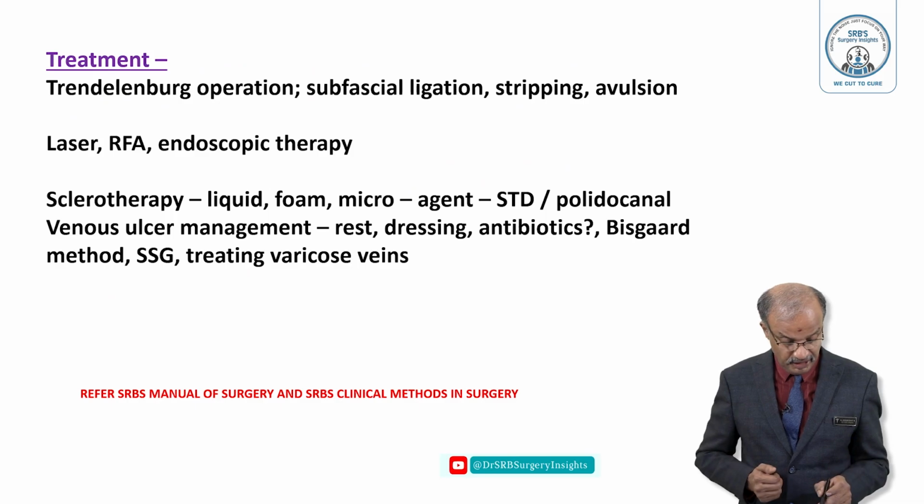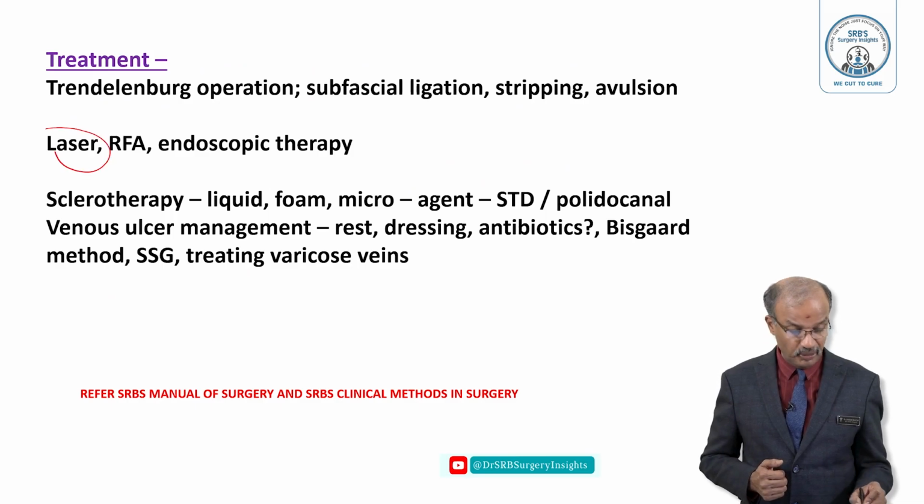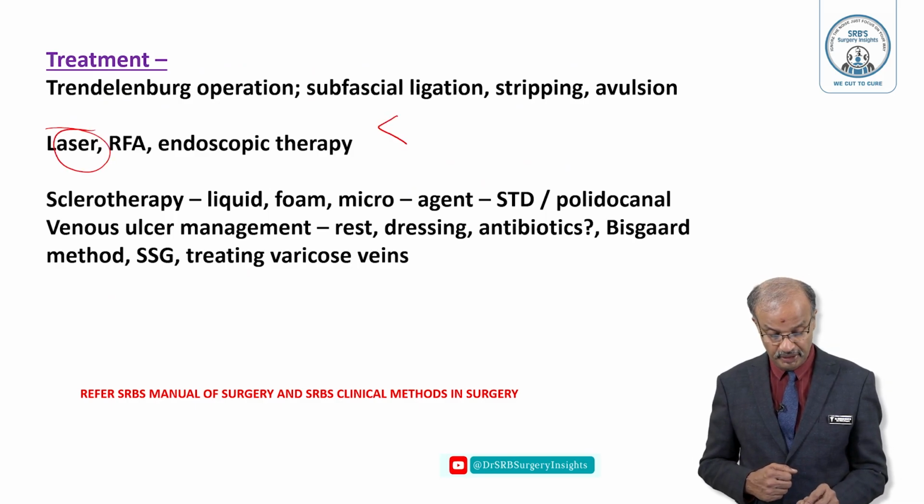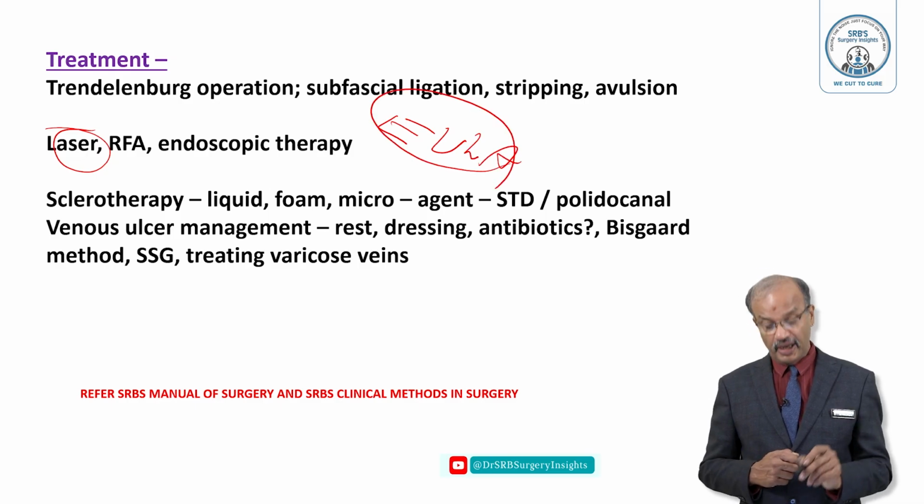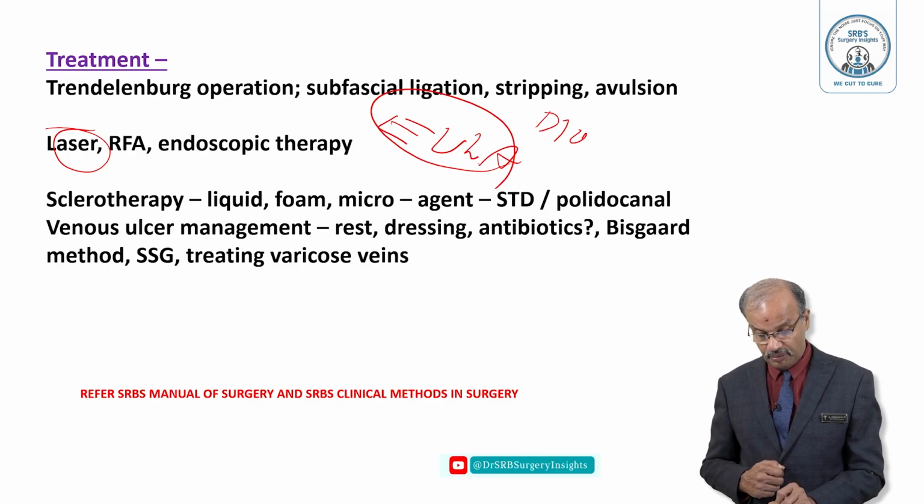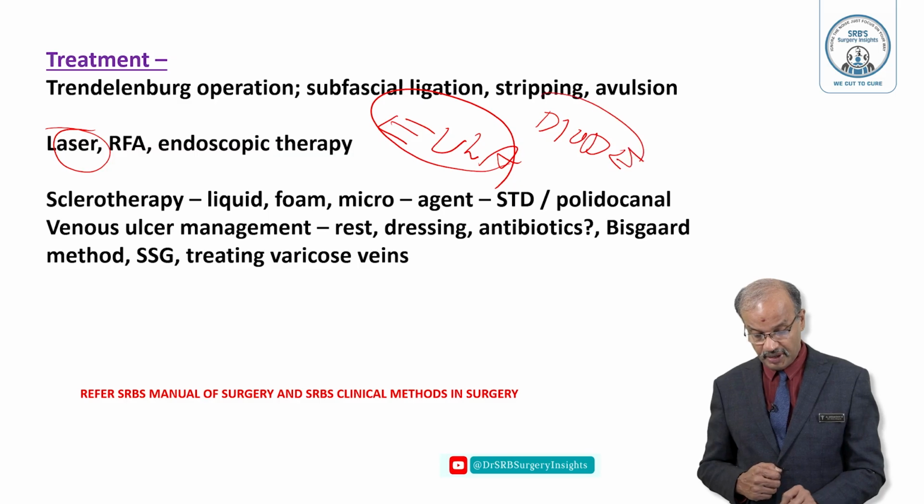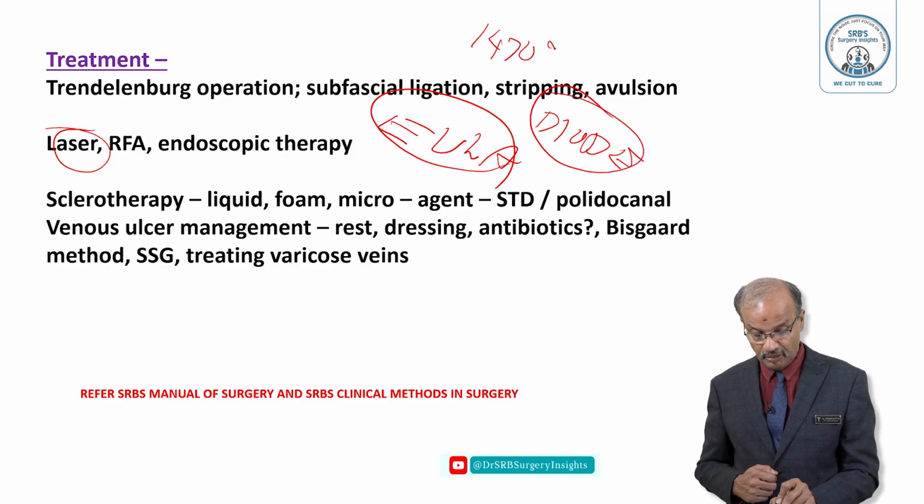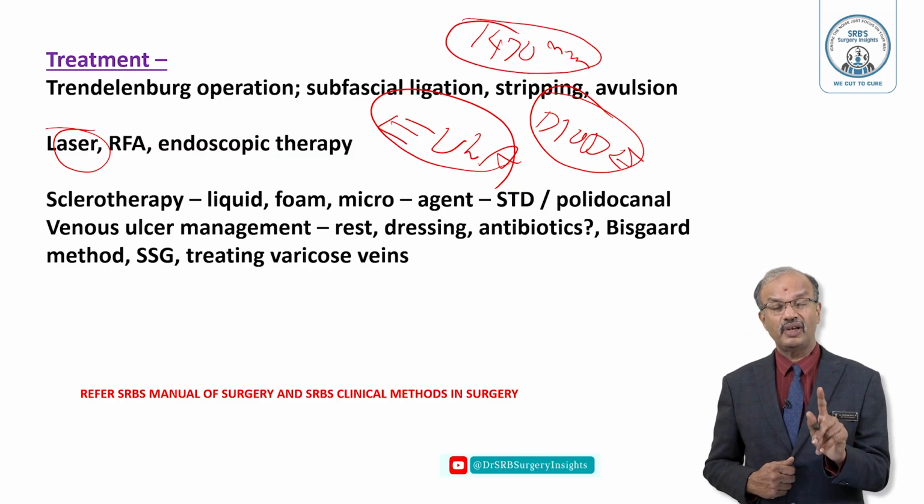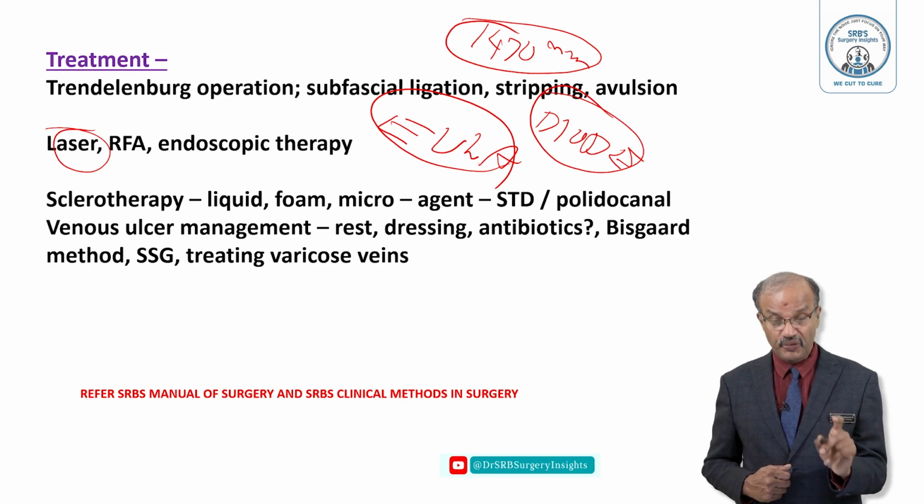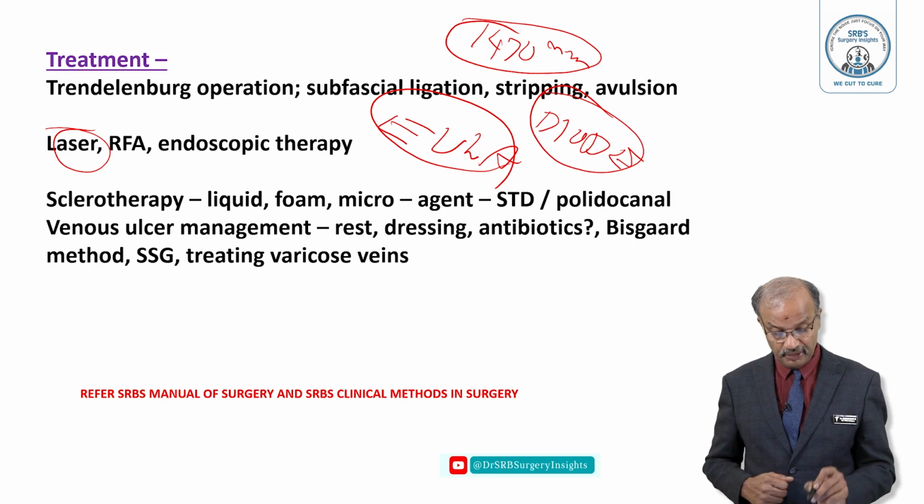And the other option is laser. Currently it is very popular. It is endovenous laser ablation. Very good actually. Usually a diode laser. What laser is used may be asked as an MCQ question, or they will ask in viva. Diode laser 1470 is the nanometer wavelength. So you have to remember 1470 wavelength, diode laser, and EVLA, endovenous laser ablation.